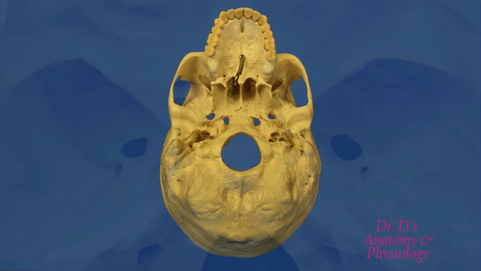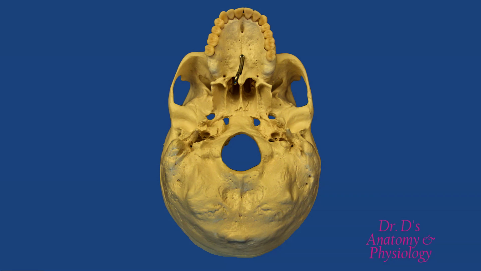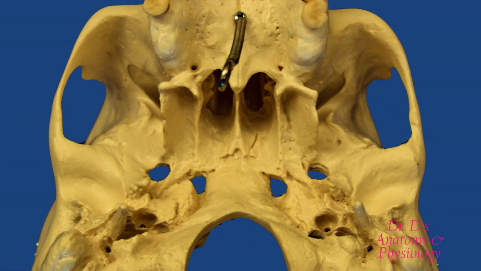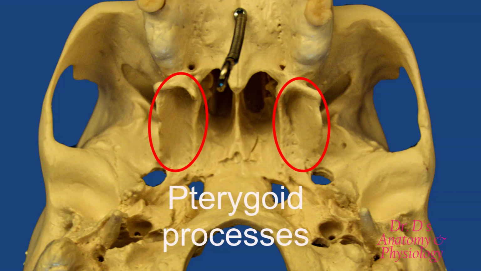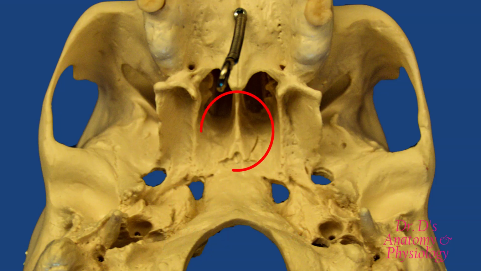Now let's finish up with the pterygoid processes. And to get a different perspective on the pterygoid processes, let's look at an inferior view of the skull. So here we can see the two pterygoid processes, and they're going to be flanking the nasopharynx. So the nasopharynx would be located just about right over here, behind the nasal cavity.